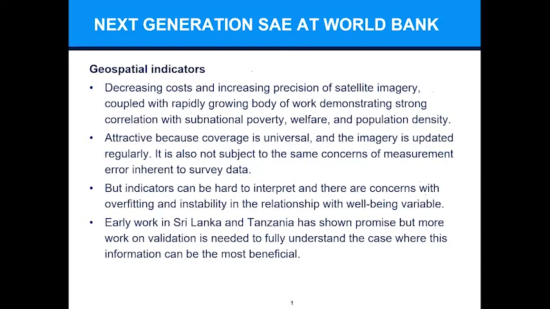Finally, I should note that we are also exploring integrating geospatial and other indicators calculated from big data sources into our poverty mapping work. This is increasingly possible as costs fall and the quality of the imagery increases, and is attractive because coverage is universal and the imagery is updated regularly. And there's not some of the same measurement concerns that are inherent to survey data. There are limitations, though. Big data doesn't always fit into neat structural models in the way socioeconomic variables do, and there are some concerns about the stability of estimates.